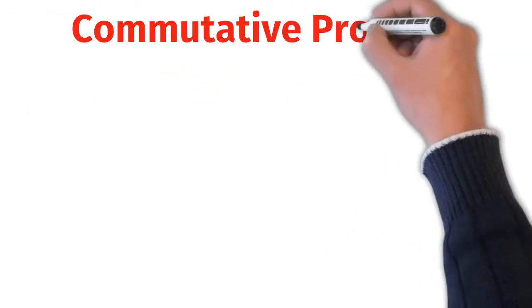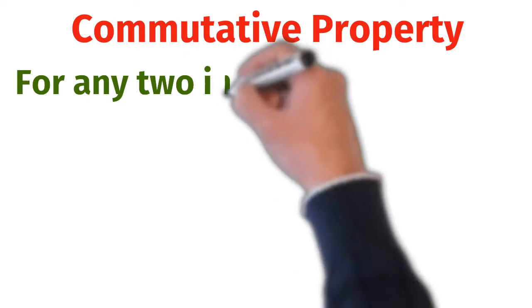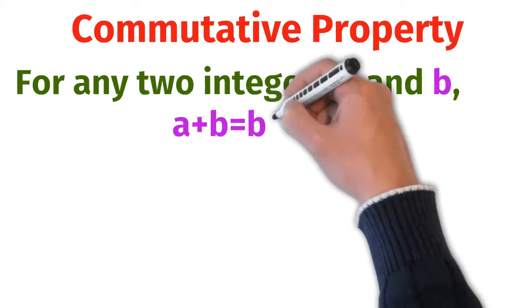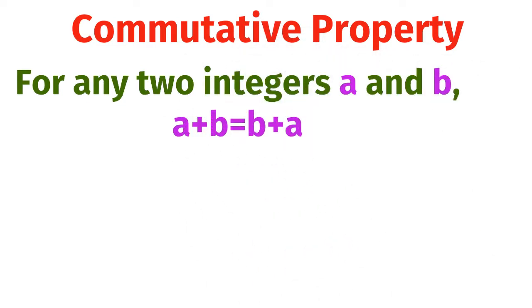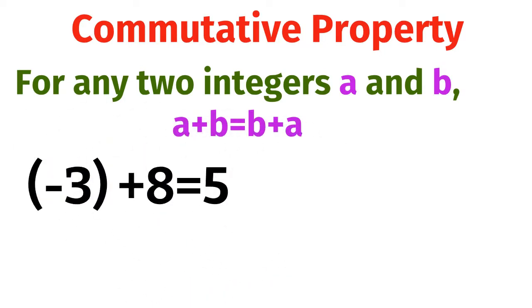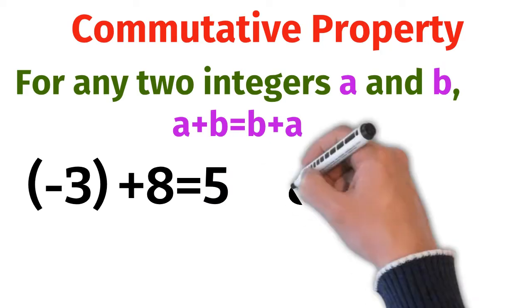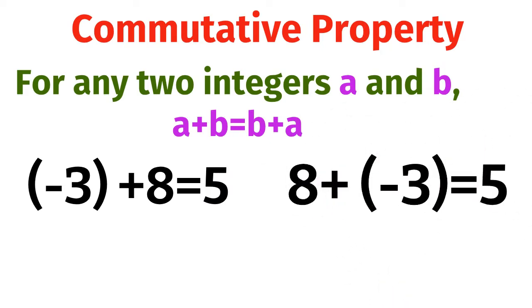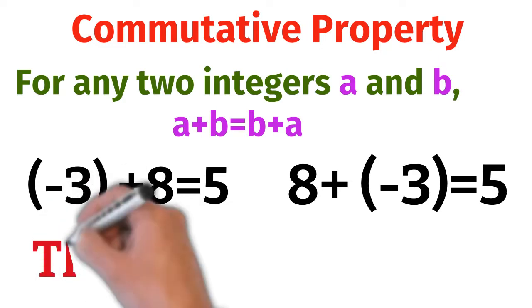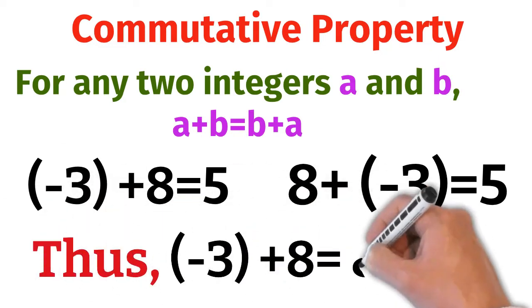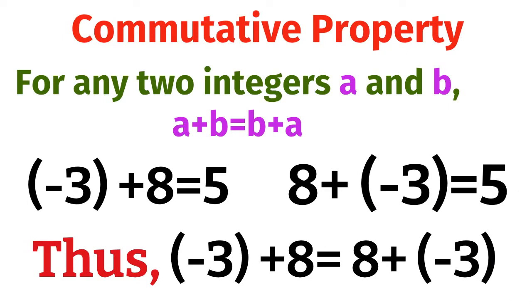Thirdly, commutative property. Commutative property of addition of integers says that for any two integers a and b, a plus b equal to b plus a. We can say addition is commutative for integers. For example, minus 3 plus 8 equal to 5, and 8 plus minus 3 is also equal to 5. Thus, minus 3 plus 8 equal to 8 plus minus 3.